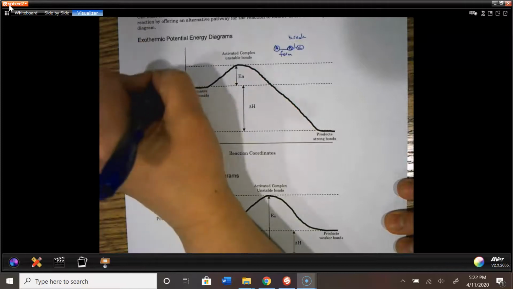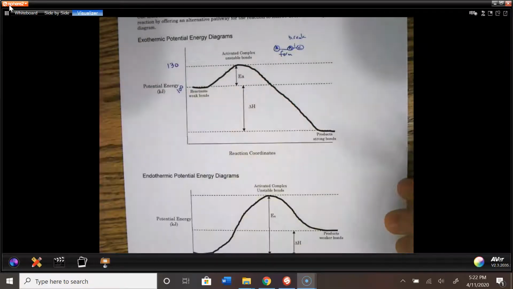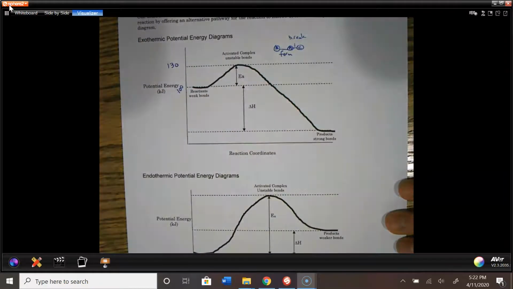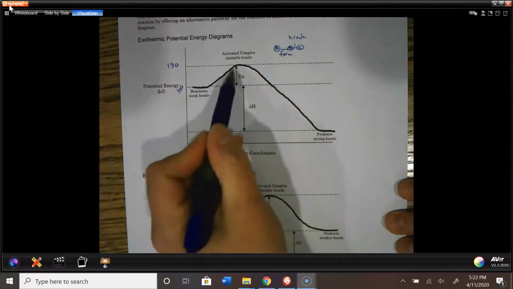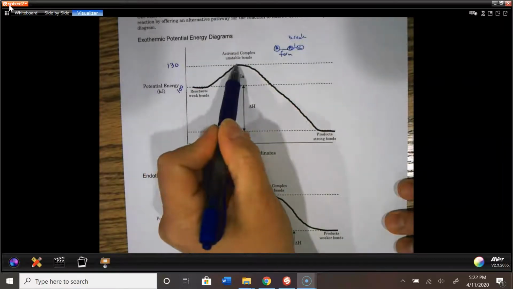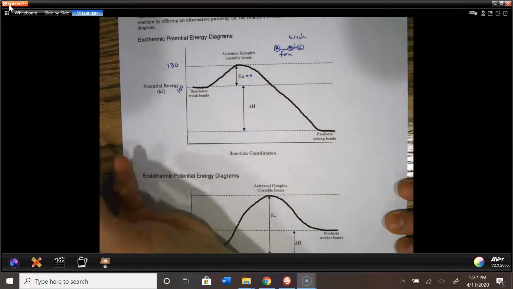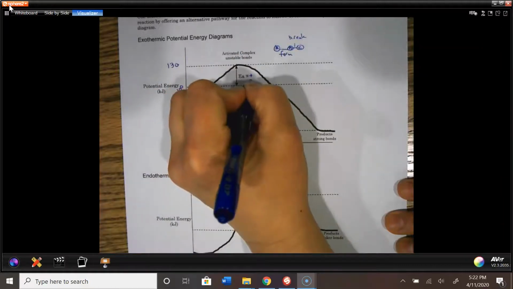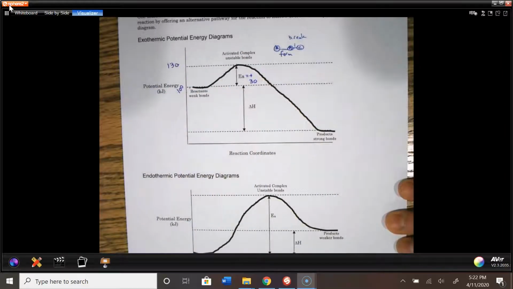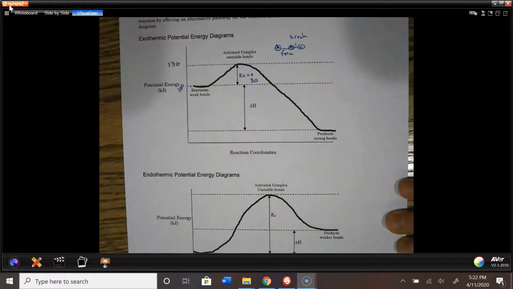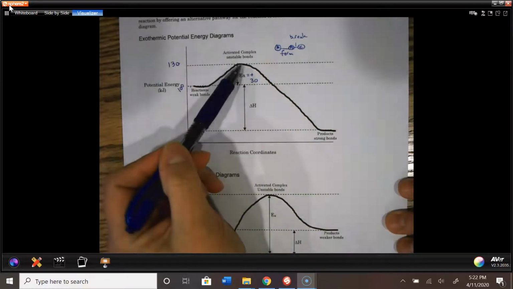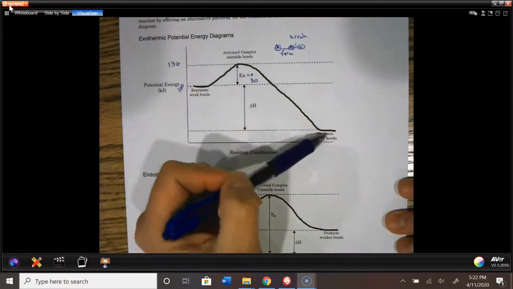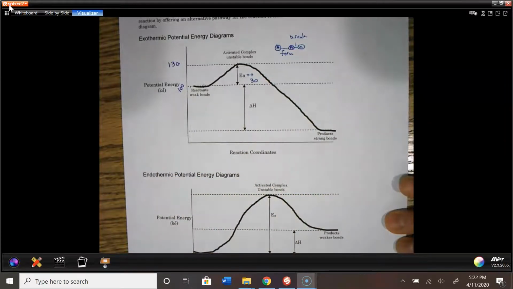So let's just say that this is at 130 kilojoules, our activated complex. So the activation energy is the amount of energy that you have to add to get to the activated complex. It's always going to be positive. And in this case, if I'm starting at 100 and moving up to 130, it's going to be plus 30 kilojoules of energy. Once I've hit that activated complex, now I can continue on down and create my products.